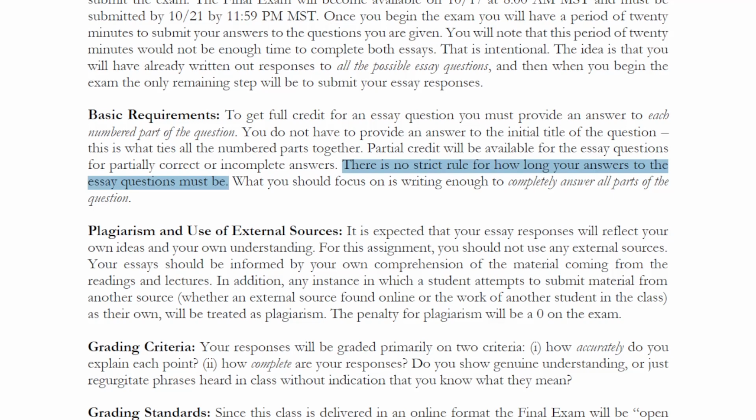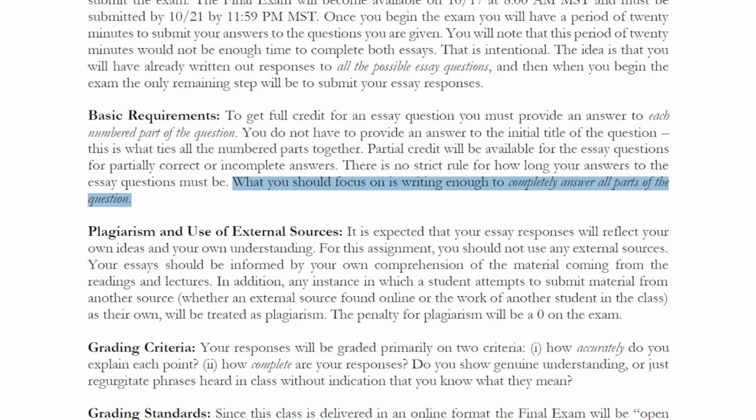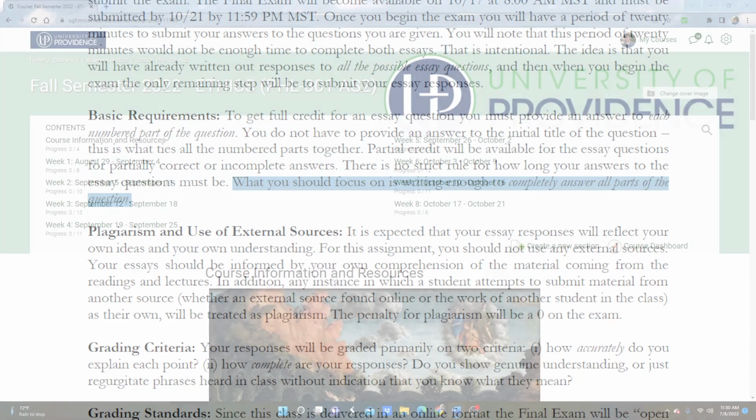For this reason, there is no strict requirement for how long your essays must be or for how many words your essay must contain. This is one way in which the exam essays differ from the response papers, where there is a specific word length requirement. What is required is that you give a detailed explanation of each point in the essay prompt, and consequently, the amount of words it takes to do that will vary depending upon the circumstance.